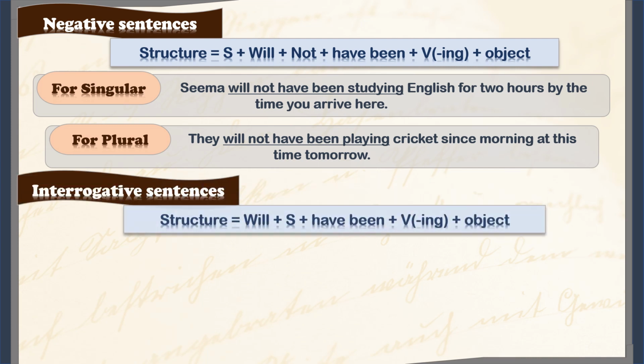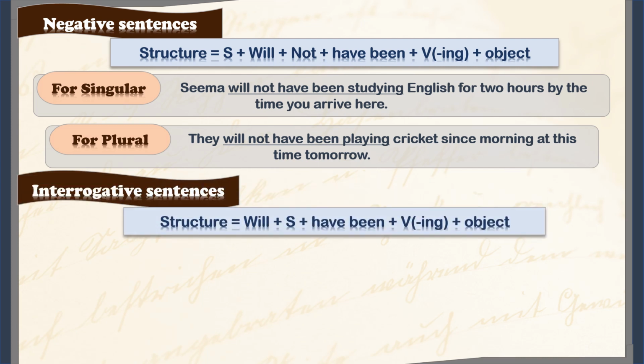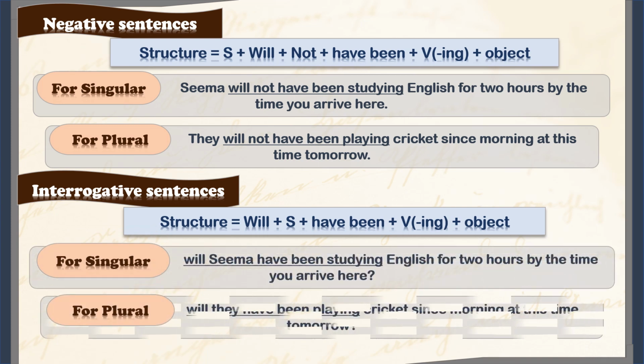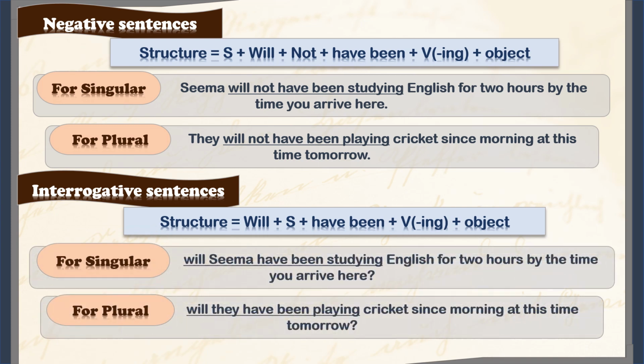Structure for interrogative sentences is will plus subject plus have been plus verb with ing plus object. Example for singular, will Seema have been studying English for 2 hours by the time you arrive here? Example for plural, will they have been playing cricket since morning at this time tomorrow?